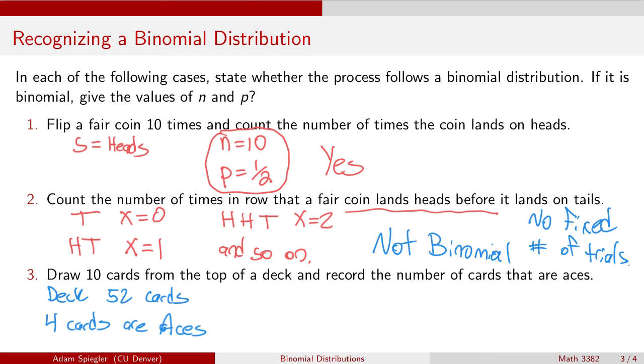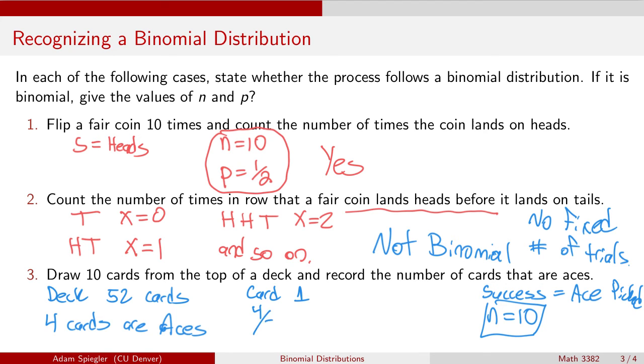So now we're going to pick 10 cards from the top of the deck. And so let's say we pick card number 1. We're going to consider a success here an ace is picked. And we do have a fixed number of trials here. We're fixing n to be equal to 10. So now let's think about what is the probability of a success in each of these trials. So for card number 1, we have a 4 out of 52 chance.